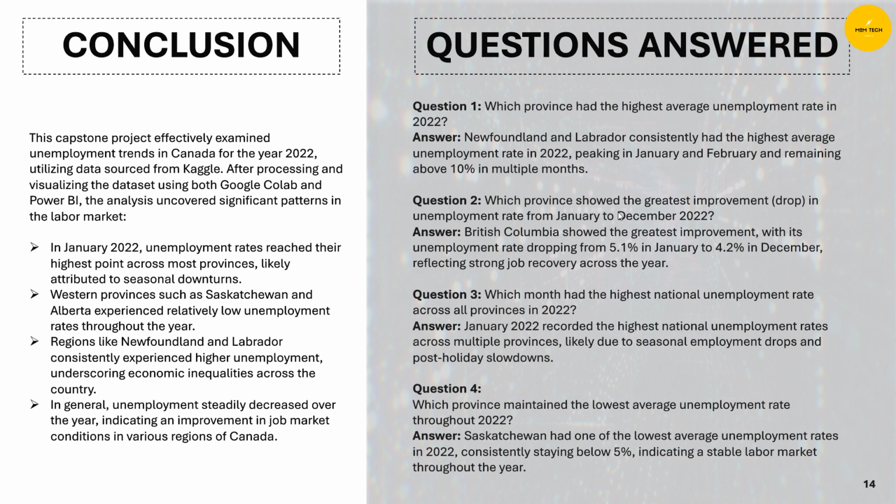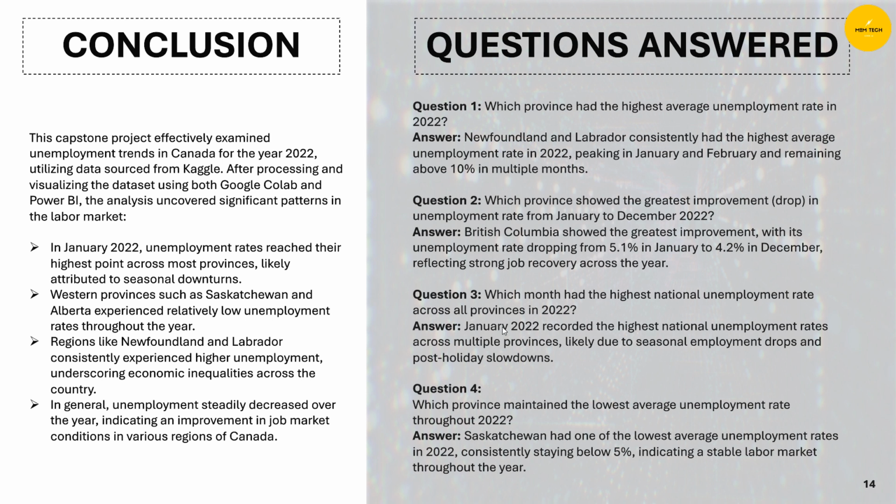Which province showed the greatest improvement, the biggest drop in unemployment rate from January to December 2022? British Columbia showed the greatest improvement with its unemployment rate dropping from 5.1% in January to 4.2% in December, reflecting strong job recovery across the year.